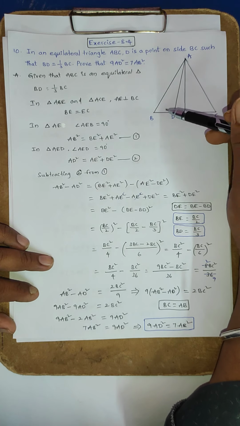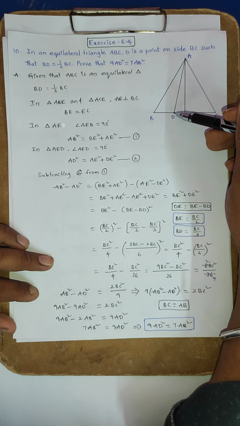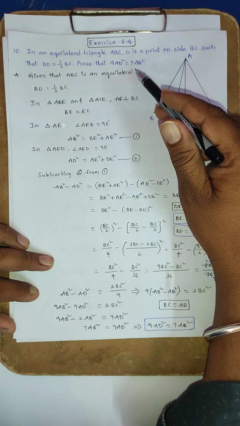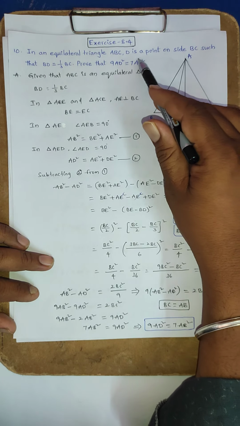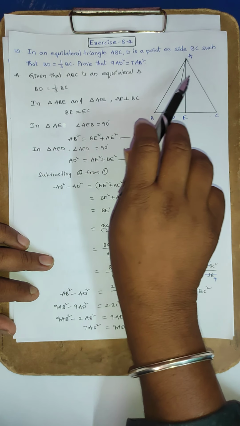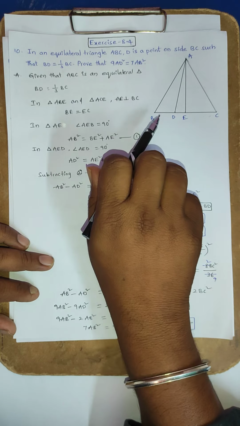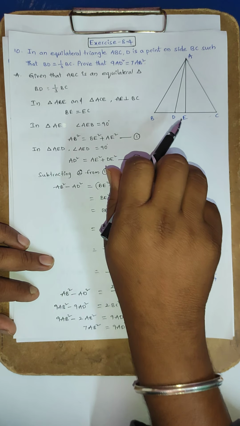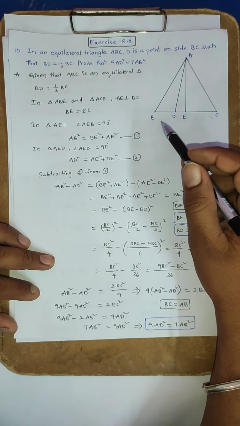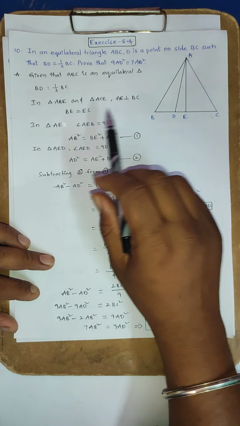If you divide this BC into three parts, the first part is at point D. Prove that 9AD square is equal to 7AB square. We are asked to prove this condition. Given that ABC is an equilateral triangle, the length of BD is equal to 1/3 of BC. When you divide BC into three parts, one of the parts is the length of BD.